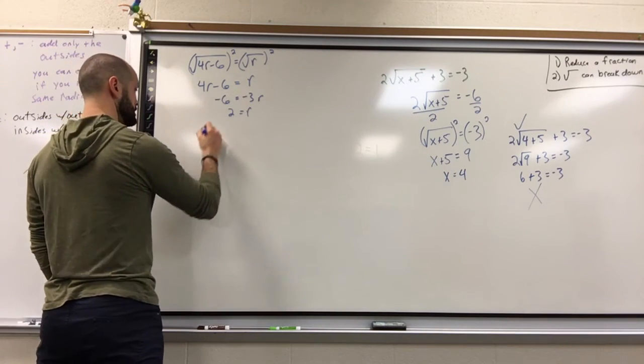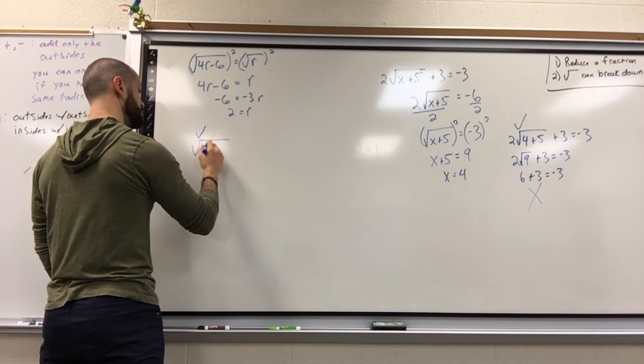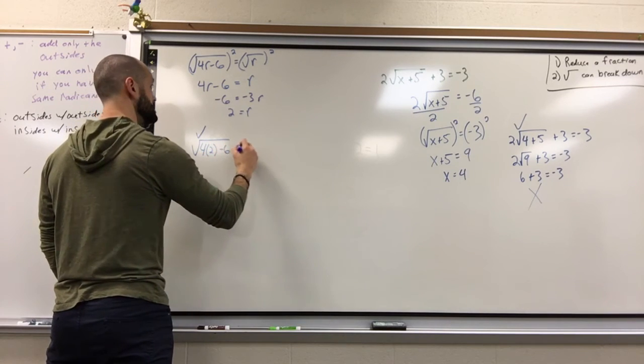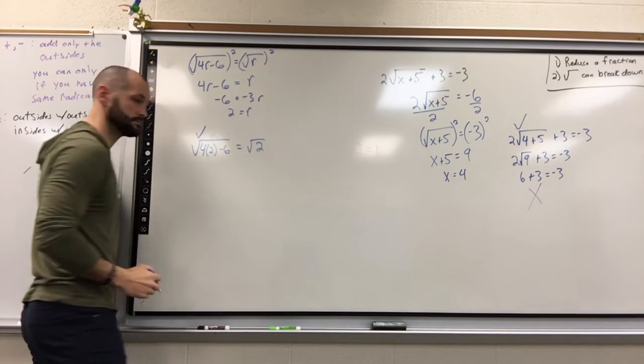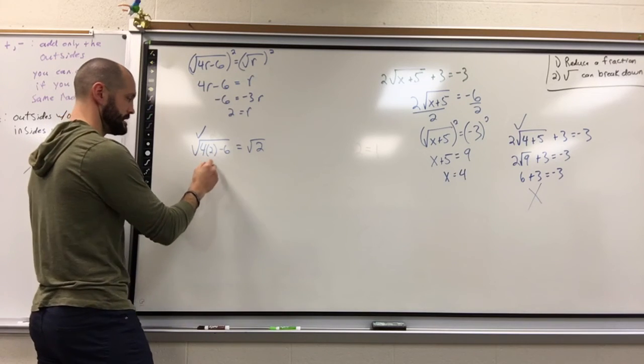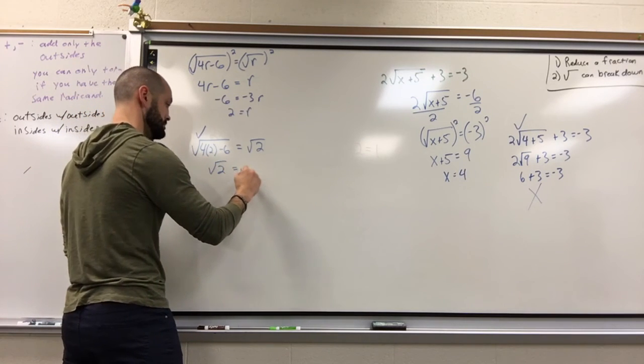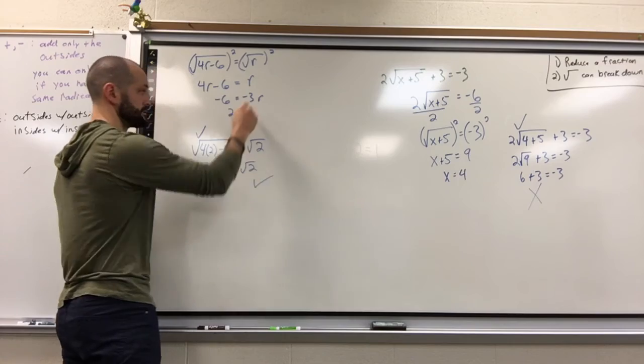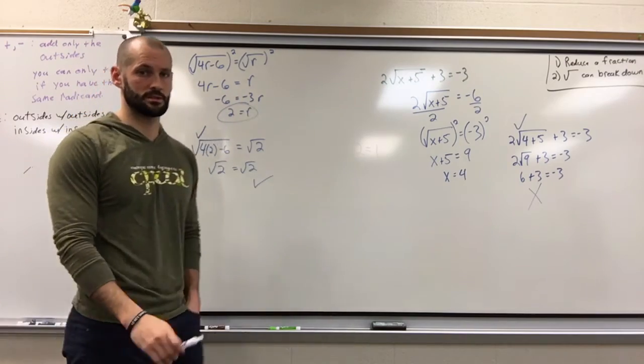I end up getting the square root of 4 times 2 minus 6 should be equal to the square root of 2. And we can do some quick mental math. That's 8 minus 6, that's 2. This one checks out. So 2 is your actual answer.